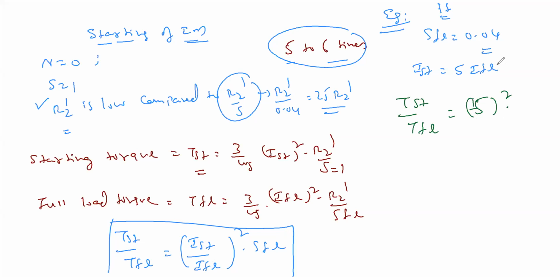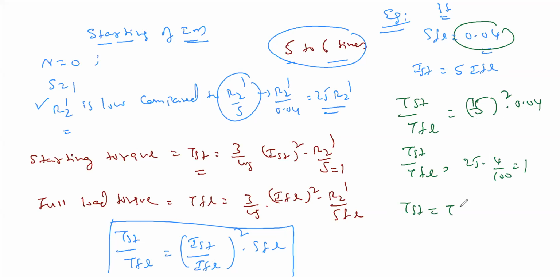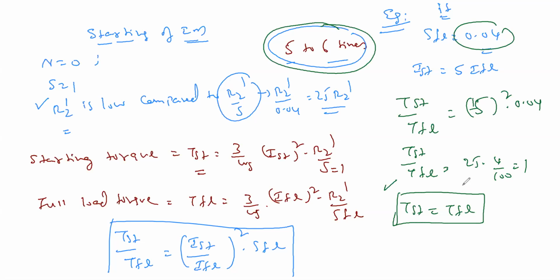I start by I full load is 5, times full load slip, which is 0.04. So what is this one here now? T start by T full load is 25 times 4 by 100, which is equal to 1. Which means that, have you observed here? The point I want to mention here now, please understand carefully. अगर आपने current को 5 times increase कर दिया तो starting torque is just equal to full load torque.